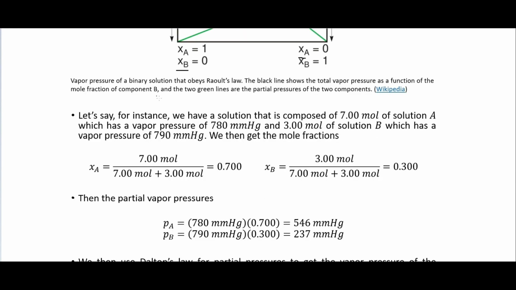So let's say, for instance, we have a solution that is composed of 7 moles of solution A, which has a vapor pressure of 780 millimeters of mercury, and 3 moles of solution B, which has a vapor pressure of 790 millimeters of mercury. We then get the mole fractions this way, so we just add the two amounts of moles here, and for A, we just divide this by the total. For B, we divide this by the total. So we get 0.7 and 0.3.